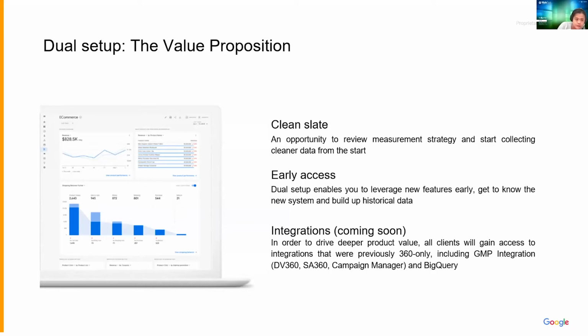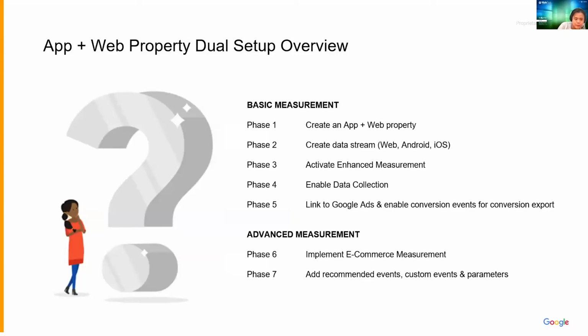Okay, so the next thing over here, how to set up, okay? The dual setup is actually, in theory, not very difficult. Of course, if you're trying to do a migration of an existing app, there will be some issues. But in theory, the steps are pretty simple. You just have to create your new App+Web GA4 property. Within each property, you can have multiple data streams.